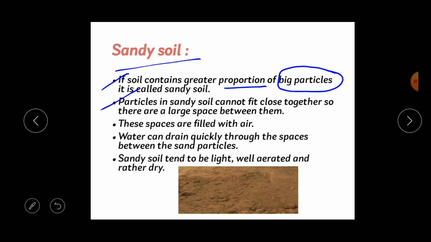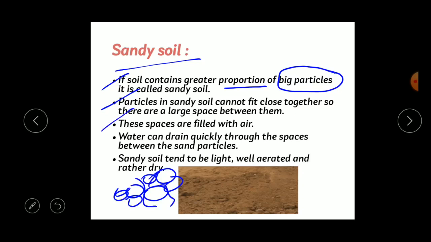The next point is that particles in sandy soil cannot fit close together, so there is a large space between them. Here the particles of the sandy soil are not close together, so there are large spaces between these particles. See here, suppose this is a sand particle, they have many spaces in between, right? So it cannot fit close together.